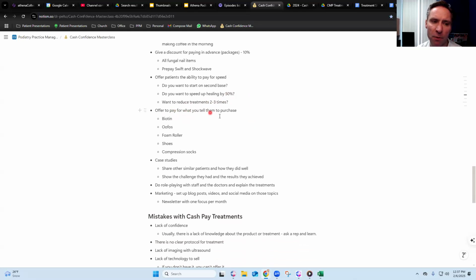So offer to pay for what you tell them to purchase. A lot of times we're sending patients out, and by sending patients out of the office, first of all, they're not doing it because it's more complex, and we're also losing out on the revenue. So other things you could offer: biotin, UFOs, foam rollers, shoes, compression socks.